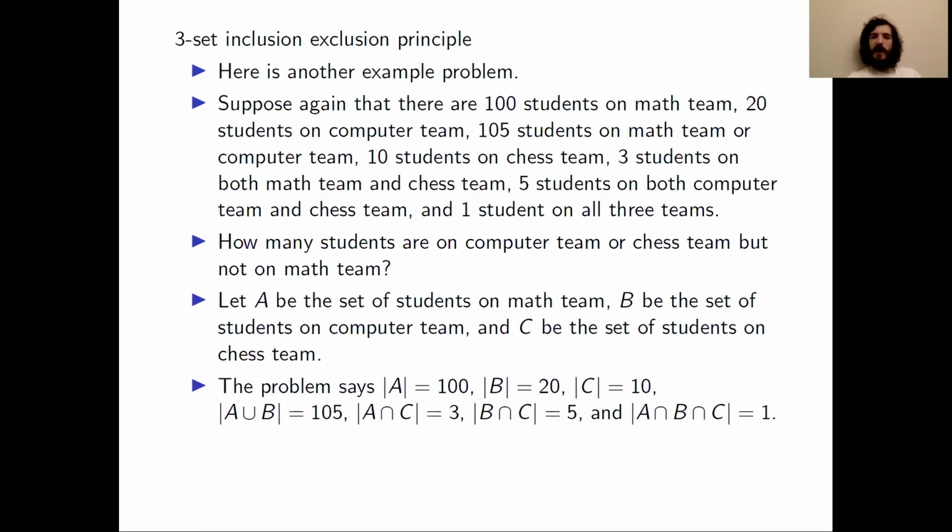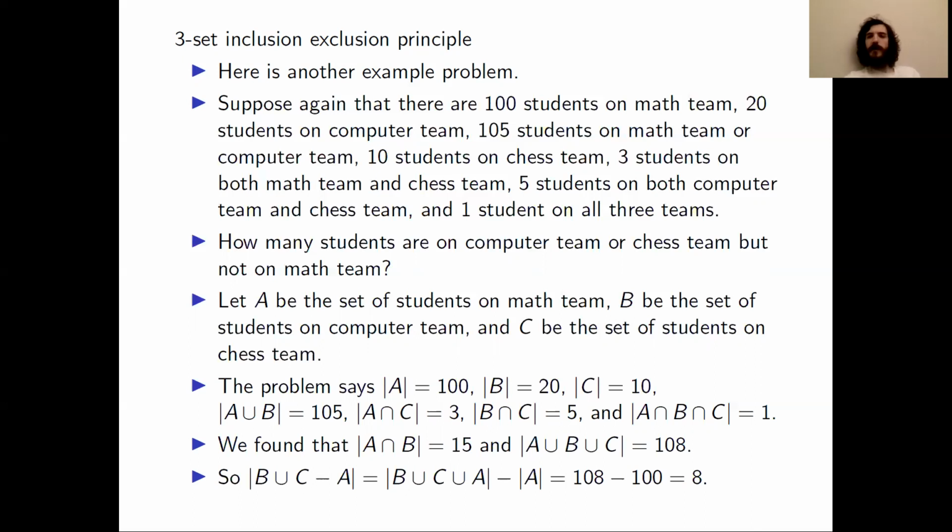The information we have from the problem is that the cardinality of A is 100, the cardinality of B is 20, the cardinality of C is 10, the cardinality of A union B is 105, the cardinality of A intersect C is 3, the cardinality of B intersect C is 5, and the cardinality of A intersect B intersect C is 1. And we found in the earlier problems that the cardinality of A intersect B is 15, and the cardinality of the union of A, B, and C is 108.